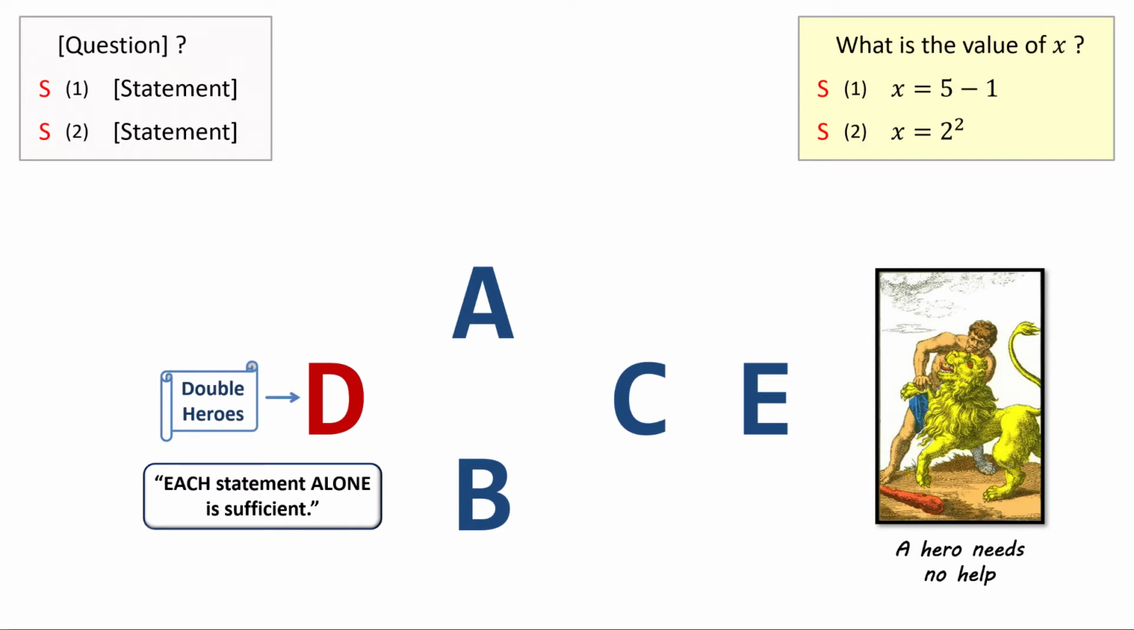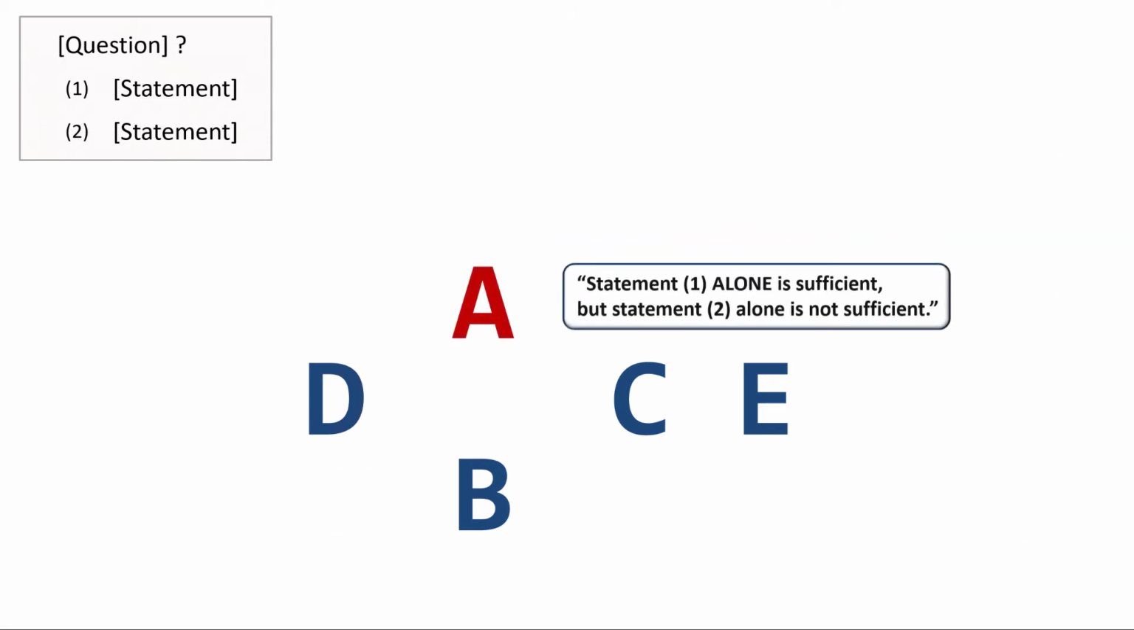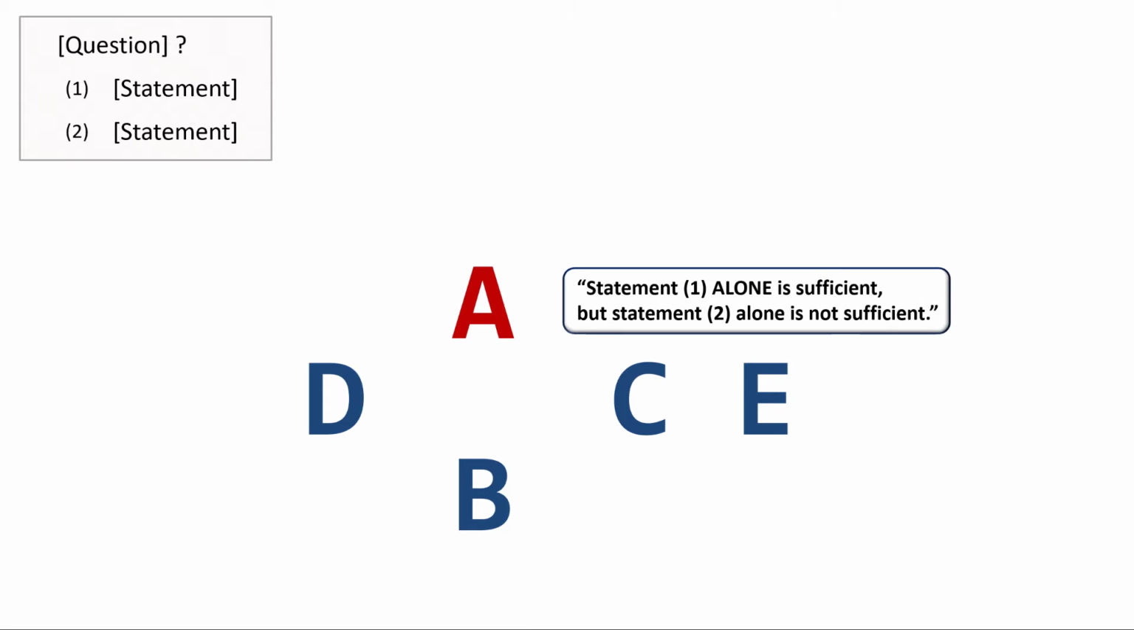All right, let's move on to answer choice A, which tells us that statement 1 alone is sufficient, but statement 2 alone is not sufficient. We can represent this by giving statement 1 an S for sufficient and giving statement 2 an I for insufficient.